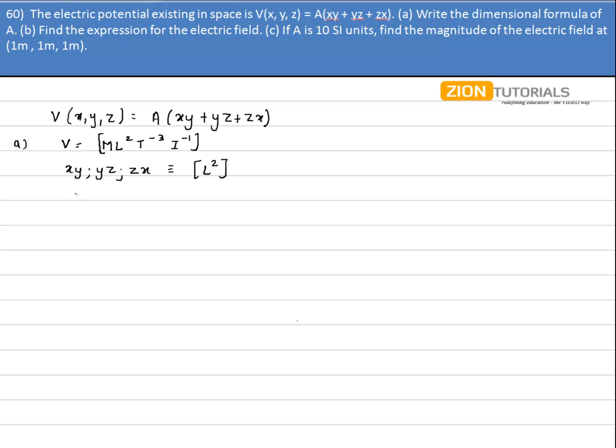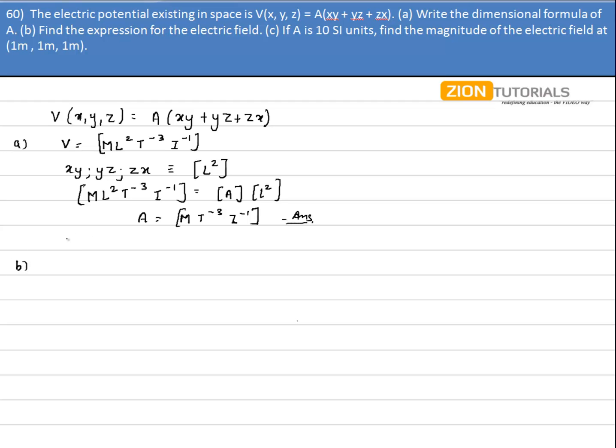Now equating the dimensions of the left hand side and the right hand side, we have M L^2 t^-3 I^-1 equals the dimensional formula for A, which we have to calculate, into L^2. So the dimensional formula for A comes out to be M t^-3 I^-1. This is my answer for the first part.